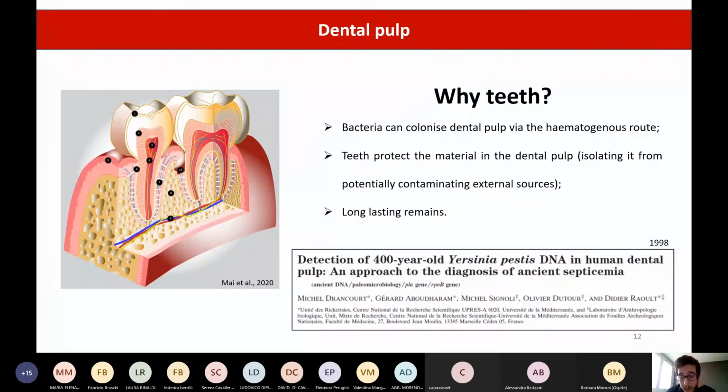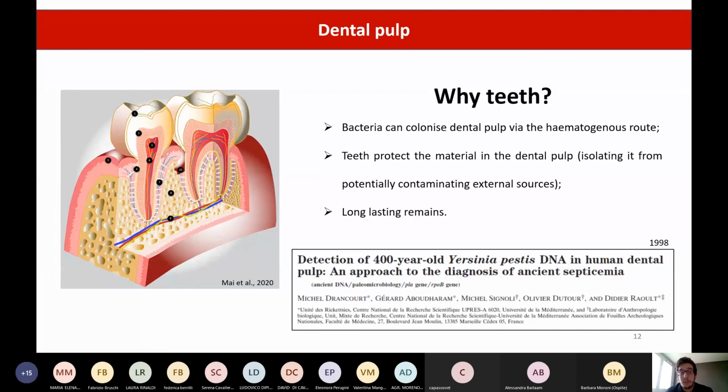And why we use teeth is because inside them there is a soft tissue called dental pulp, which presents all the nerves and the blood vessels of the teeth. And after the death of the individual, the teeth protect for thousands of years the dental pulp from outside contamination and environmental degradation.